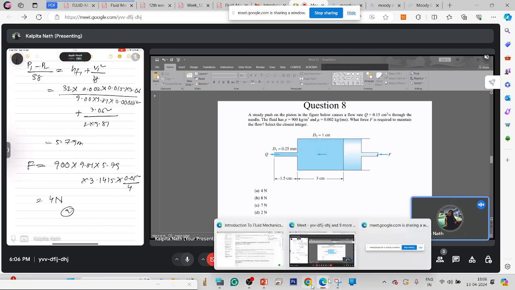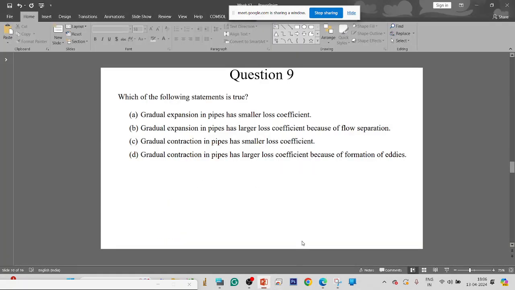Yeah. So the next question is, which of the following statements is true? Gradual expansion in pipe has smaller loss coefficient. Gradual expansion has larger loss coefficient because of flow separation. Obviously, because flow separation takes place due to the sudden expansion of the fluid, leaving the contact at the walls and forming eddies near the wall of the larger tube. So this is option B.